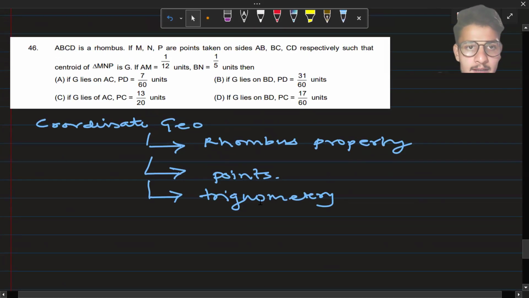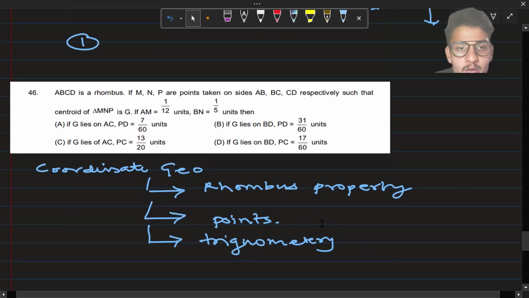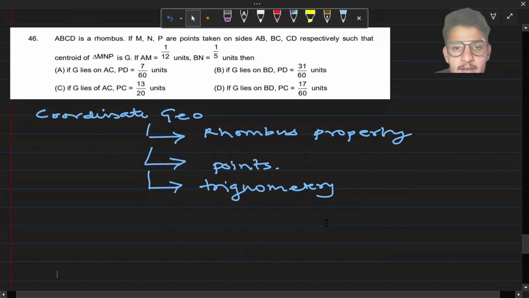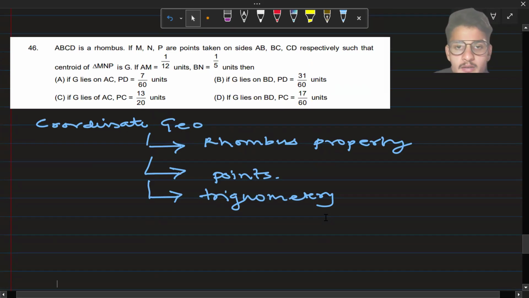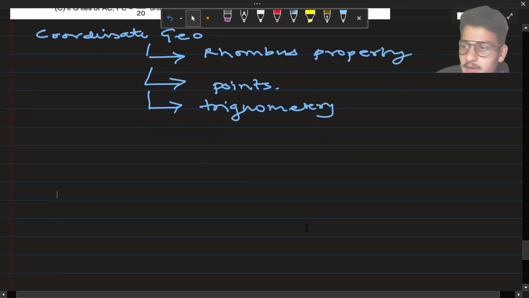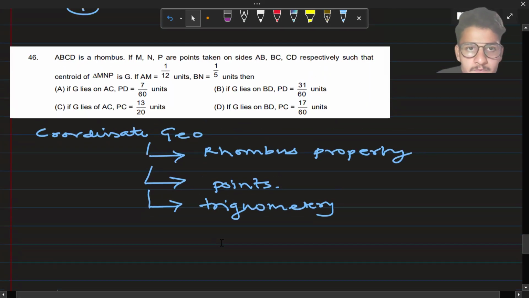And now, the next question: ABCD is a rhombus, and M, N, and P are points taken on the sides AB, BC, CD respectively, such that the centroid of M, N, and P is G. If AM is 1/12 units, then BN is 1/5 units. So it's a coordinate geometry question that has a rhombus property in it, points, and trigonometry. Let's check what the question is asking.